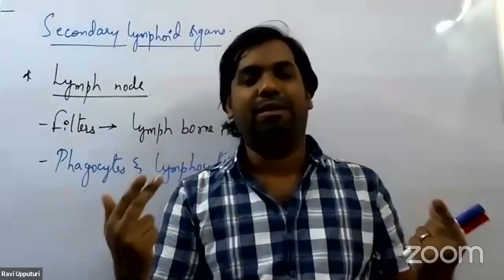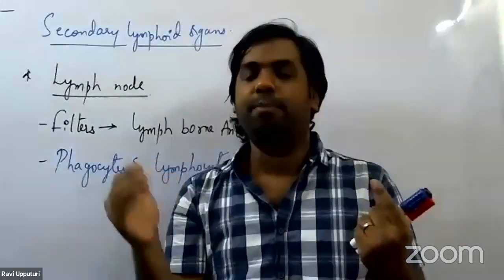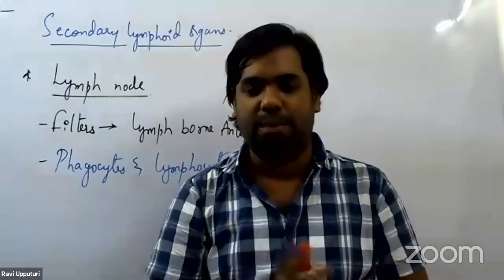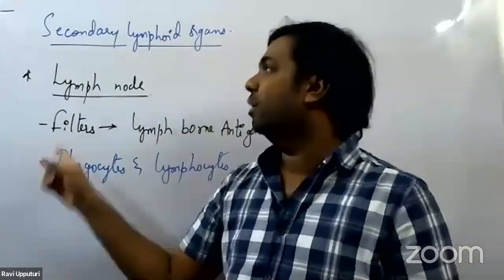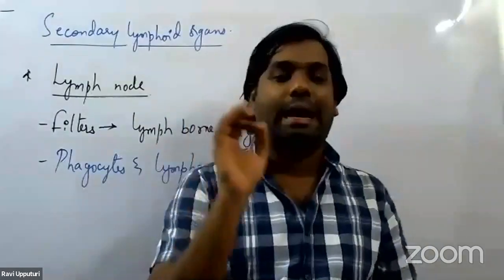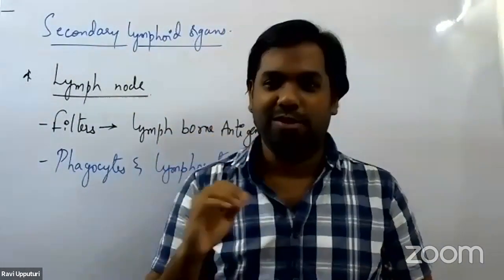So once they are presented there, the T cell activation happens. As a result of T cell activation, what would happen? The activated T cells would bring about the complete destruction of that particular antigen. Right. That is what is happening here with regards to the lymph nodes. So spleen and lymph nodes are considered the major secondary lymphoid organs present in our body.